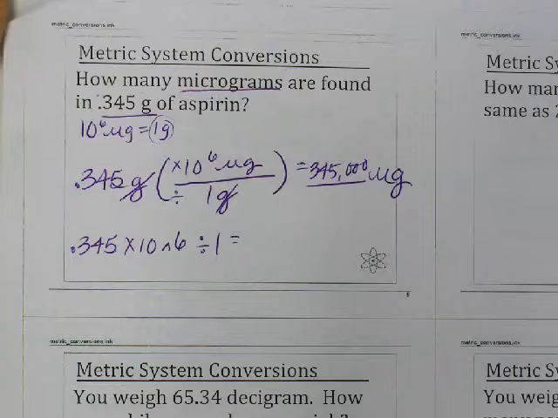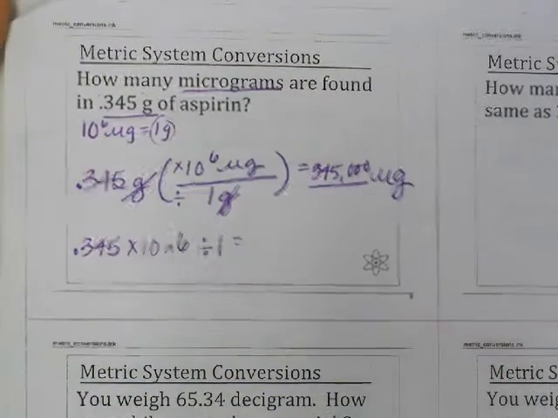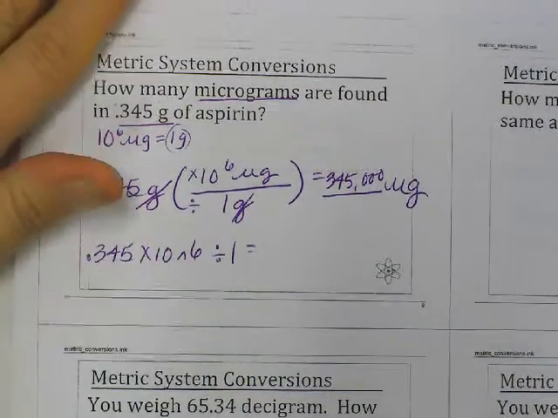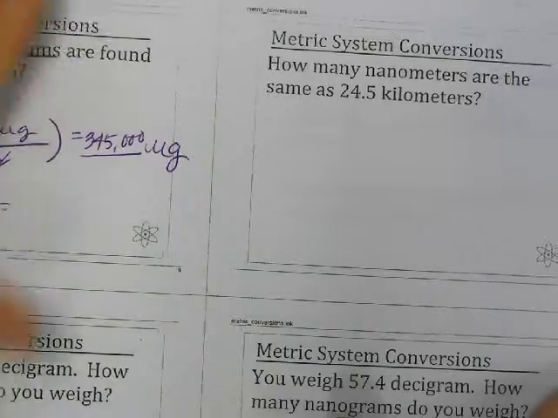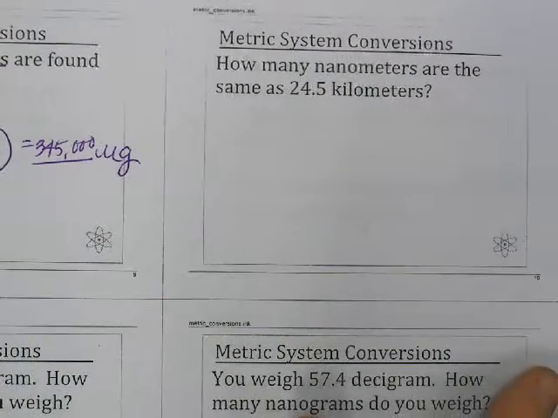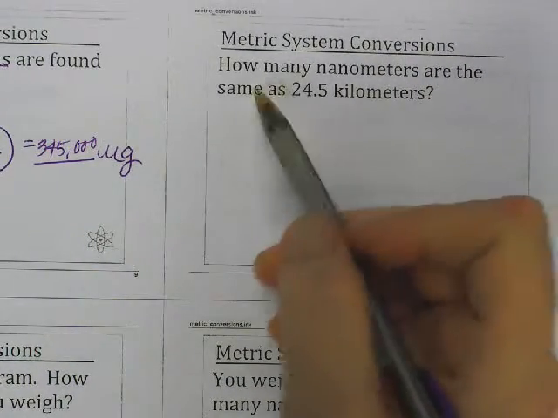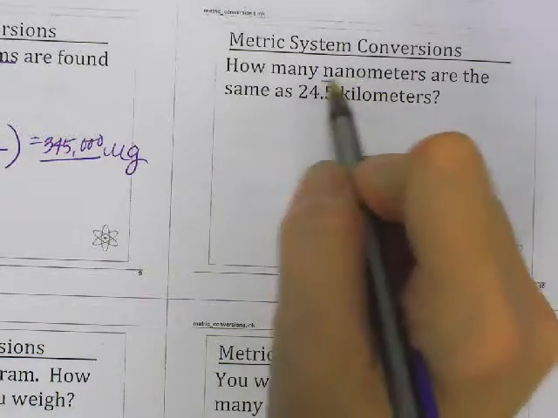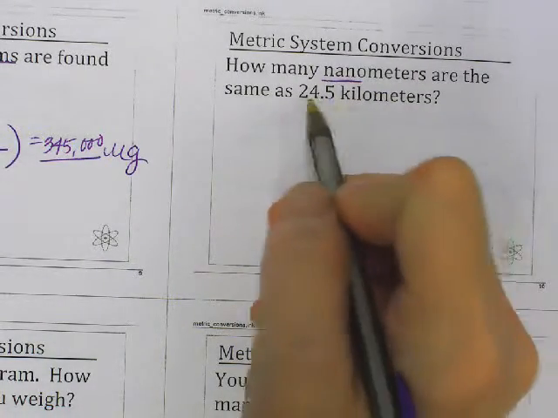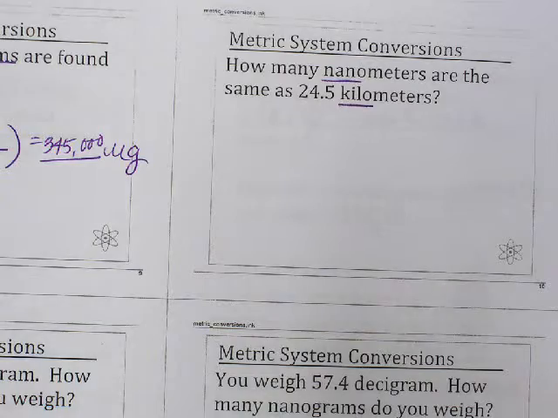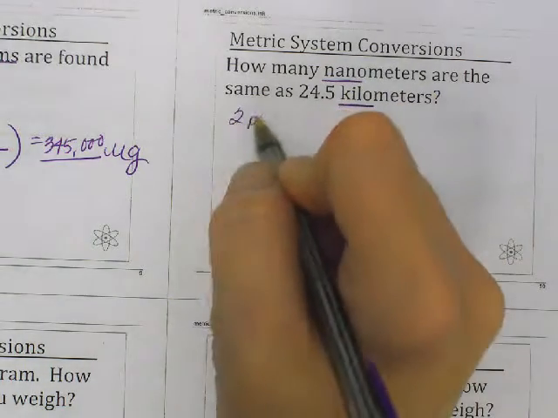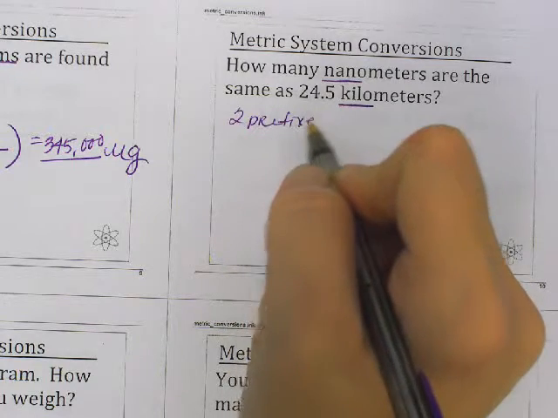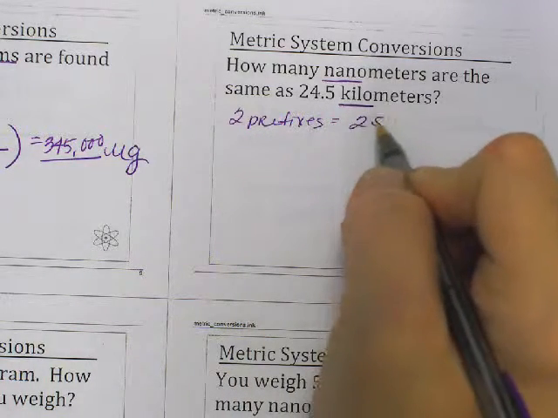They're not always as simple as one step. Sometimes you do get 2 steps in there, so I'm going to do this next one over here for you. You have to be able to recognize when they are 2 steps. So this question says, how many nanometers are the same as 24.5 kilometers? Well, since I have 2 prefixes, that means this is going to require 2 steps.